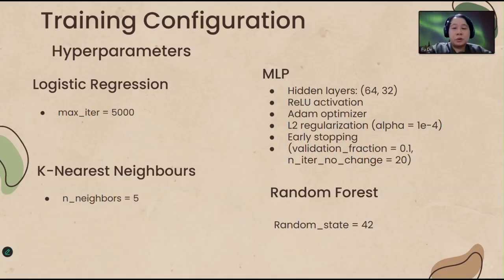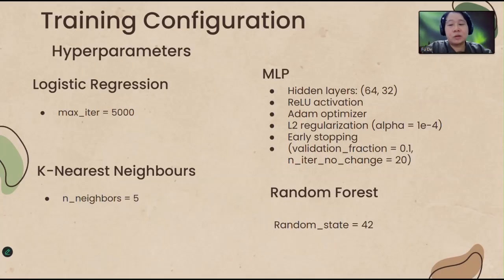For the MLP model, we use two hidden layers with 64 and 32 neurons. We also use ReLU activation because it improves training efficiency and reduces the vanishing gradient issue. To prevent overfitting in the MLP, we apply L2 regularization with alpha and enable early stopping. Early stopping monitors validation performance and stops training if no improvement is observed over 20 iterations, using 10% of the training data as validation. This helps improve generalization.